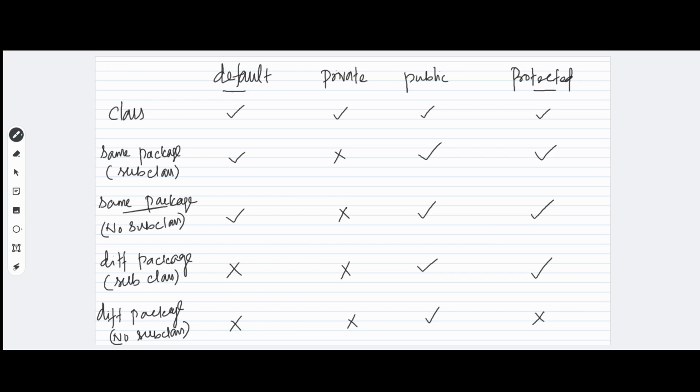Based on this access, whenever we are creating a variable or a method, we have to specify the access modifier. If you compare default with protected, this is the only point where we see a difference. Other than that, default and protected work the same.